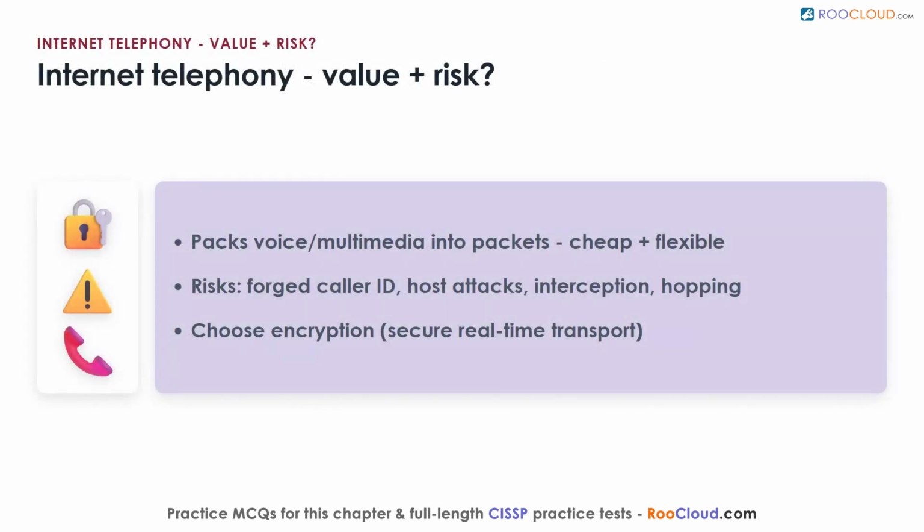What makes internet telephony both attractive and risky? It is a converged protocol that packages voice and multimedia into network packets, and it is popular because it is cheap and flexible, often replacing traditional phone service. But riding on the network means inheriting the network's dangers. Caller identity can be forged for voice phishing, the phones and call managers can be attacked like any host, interception is possible when calls are not encrypted, and attackers can even hop across authenticated channels. Choose a solution that encrypts, since a secure real-time transport protocol exists precisely to blunt these threats. An open call is a conversation anyone nearby can record.